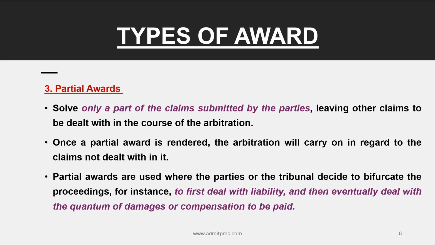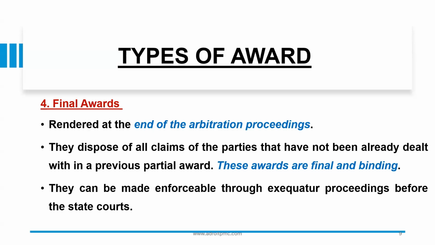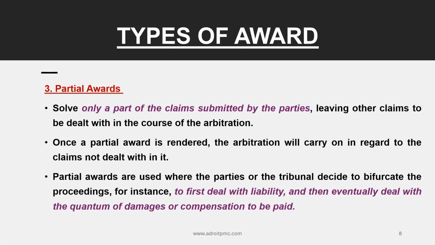Next is partial award. The arbitrator has the power to pass a partial award, that is, pass an award for some issues which have been raised by the parties. These issues may deal with liability, or the quantum of damages or compensation to be made. For that kind of issues he could make a partial award, not actually adjudicating on the dispute referred.